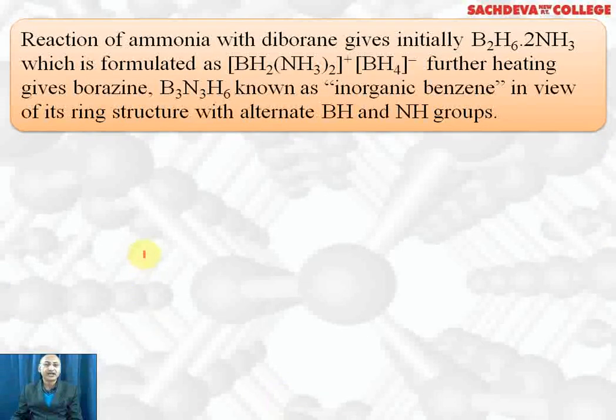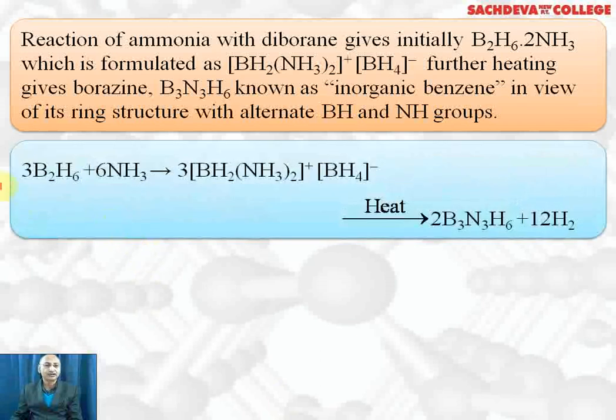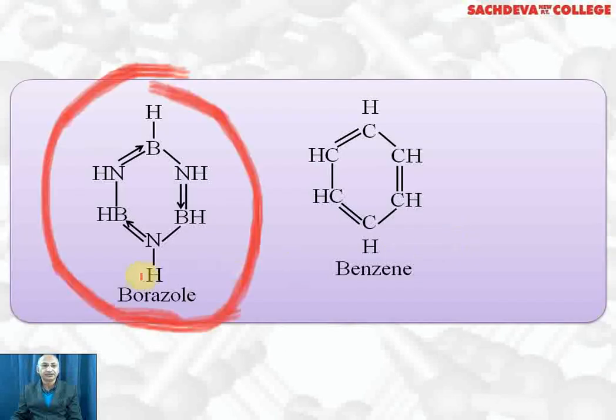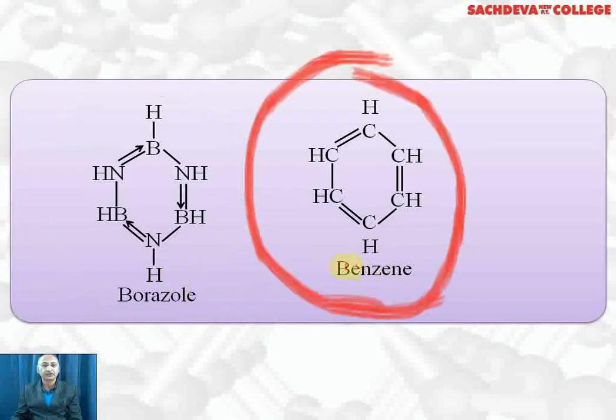Reaction of ammonia with diborane is very important. B2H6 reacts with ammonia to first give this intermediate and finally it gives B3N3H6. Its structure is similar to benzene, that's why it is also called inorganic benzene. Plus 12 moles of hydrogen are formed. This is called borazole, borazine or inorganic benzene. This is the structure of borazole. It is similar to benzene.